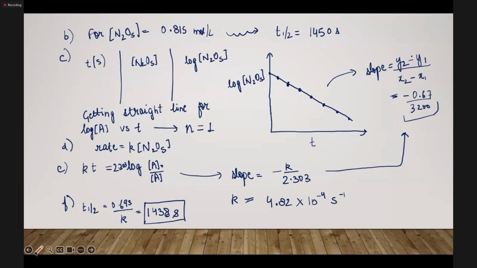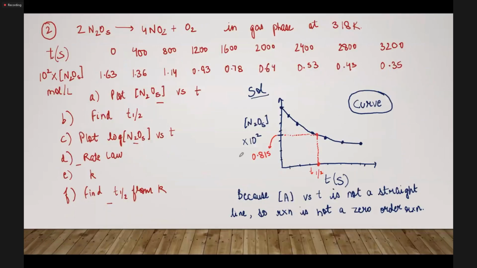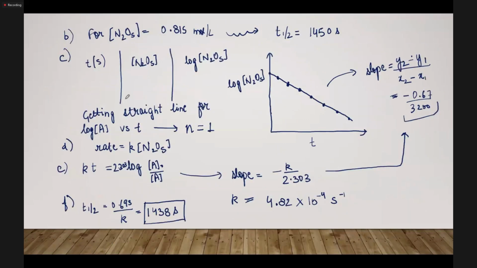ठीक है, I mean it's not clear, I'll erase it. One four three eight seconds. Now what they want you to do, they want to compare. अब यहाँ पे जो आपने half life निकाला था, I have written it in the next page itself. So here see, from the first graph जो उन्होंने यहाँ पर निकाला था, that was 1450 seconds, and here it comes out to be 1438 seconds.